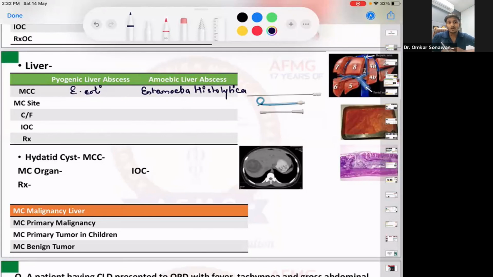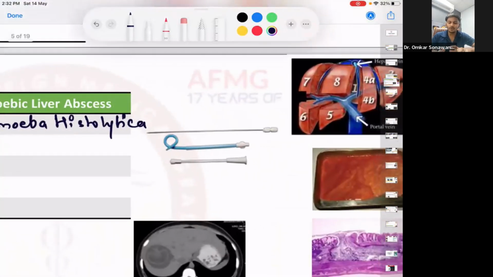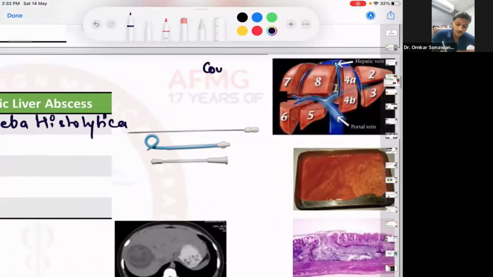Most of you are answering caudate lobe. Please remember, it is not the caudate lobe. Which one is the caudate lobe? If I talk about the Couinaud classification, the Couinaud classification divides the liver into how many segments? It divides the liver into 8 segments.